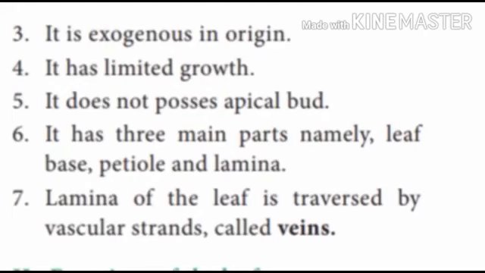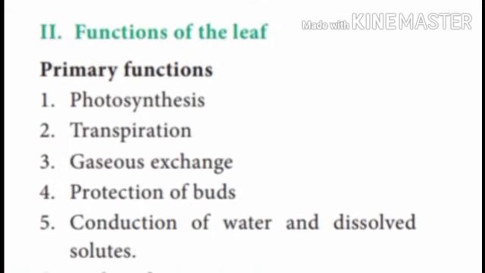It is exogenous. It is limited growth. Does not possess apical bud. Has got three main parts, that is the base, petiole and the lamina. And the lamina bears veins. These are the characteristics of a leaf. Let's look into the functions of the leaf.